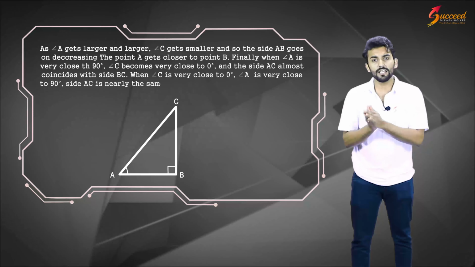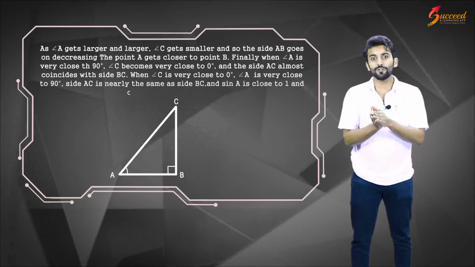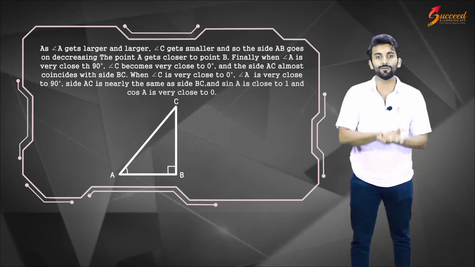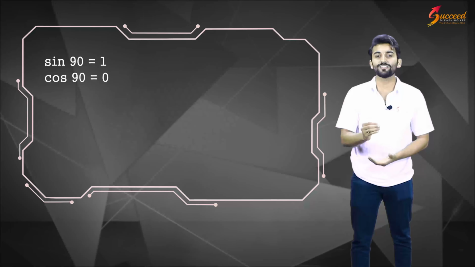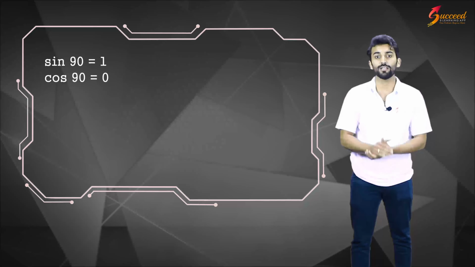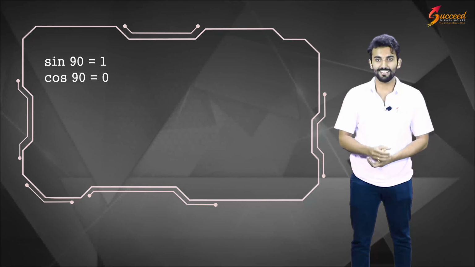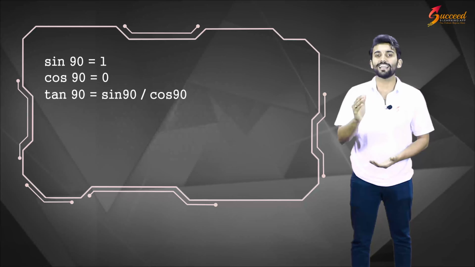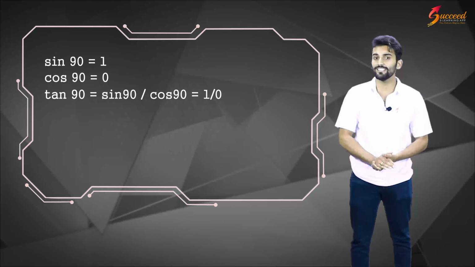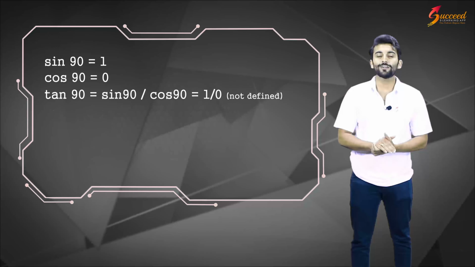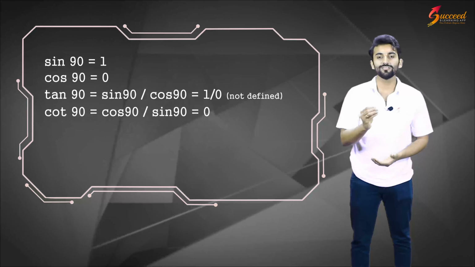Side AC is nearly same as side BC, and sin A is close to 1 and cos A is very close to 0. So, we can define it as sin 90 is equal to 1, cos 90 is equal to 0. By using these values, we can find other trigonometric ratios. Tan 90 is equal to sin 90 divided by cos 90, which is equal to 1 by 0, which is not defined. Cot 90 is equal to cos 90 by sin 90, which is equal to 0.